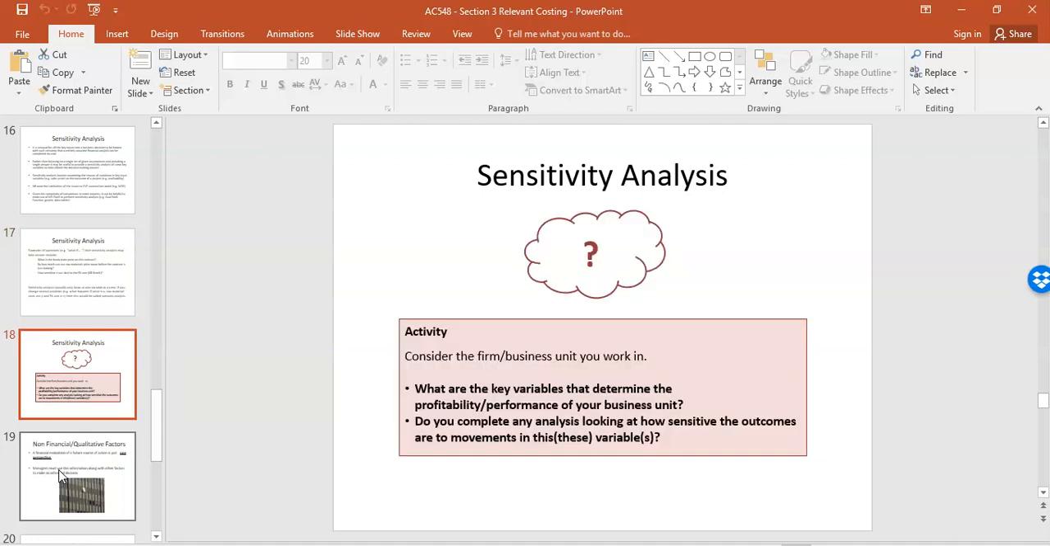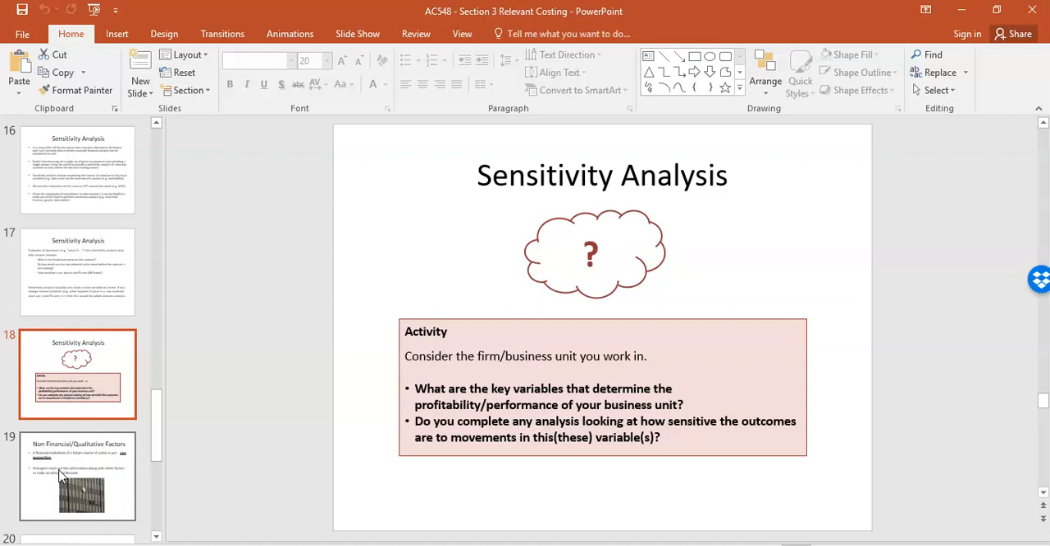Do you have key variables that you look at in terms of your business unit, and do you look at how sensitive they are? So is exchange rate a key variable because you import or you export particular products? Is the price of labour, maybe it's the minimum wage, a key price or key sensitivity that you look at on a constant basis?